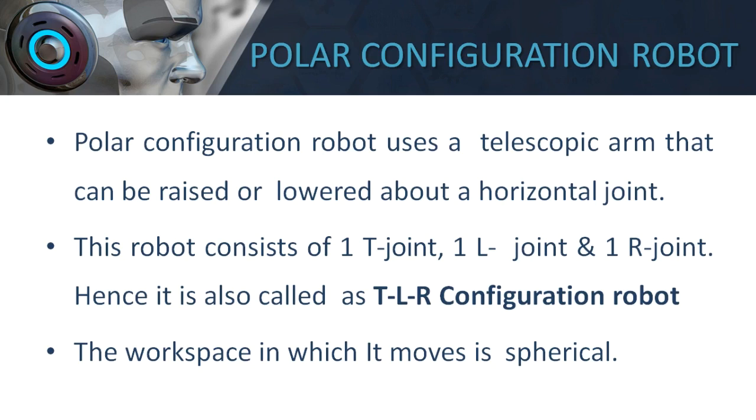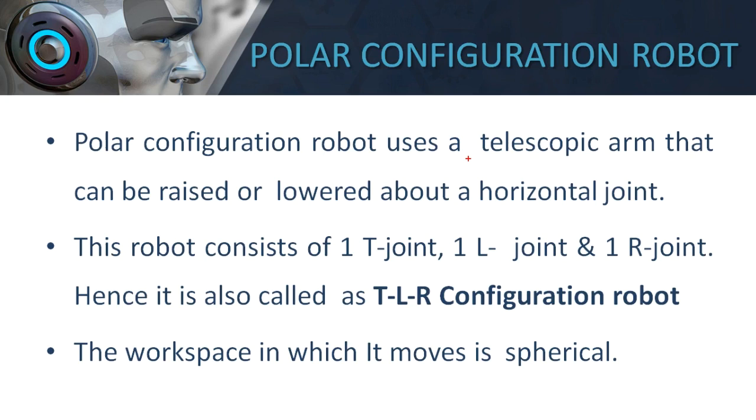The first type of robot is the polar configuration robot. A polar configuration robot uses a telescopic arm that can be raised or lowered about a horizontal joint. Here we are talking about the telescopic arm. What is the function of the telescopic arm? This telescopic arm gives the robot the flexibility to move its hand or end effector in a forward direction, so that it can reach the maximum or farthest point by moving its arm or end effector forward.